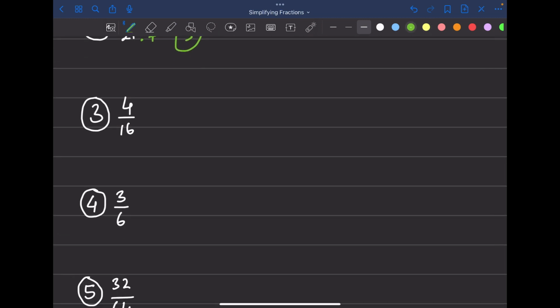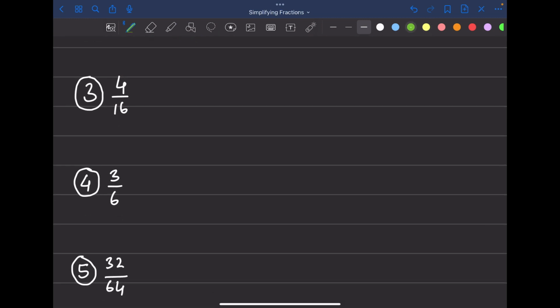4 over 16, let's do this one again. So they are both even numbers. So first thing we can do is divide by 2. That is always the first thing you should look for. So 4 divided by 2 is 2. 16 divided by 2 is 8. Okay, are we done yet? Let's check. Do 2 and 8 have any common factors?